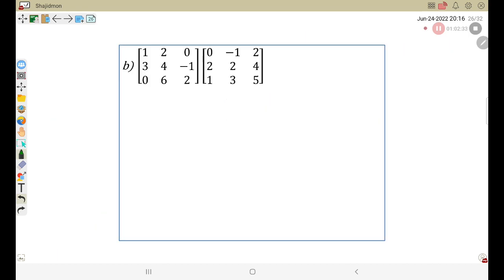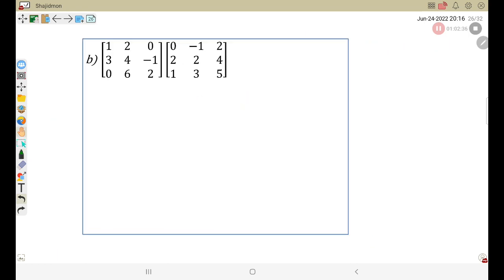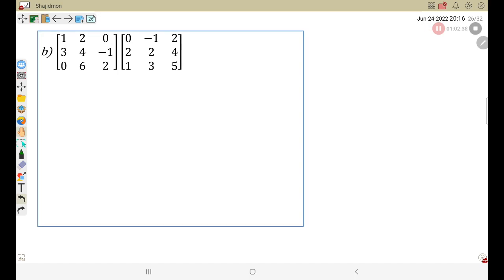Okay, one more question we will practice. This is question number B. Matrix 1, 2, 0, 3, 4, minus 1, 0, 6, 2, 0, minus 1, 2, 2, 2, 4, 1, 3, 5.